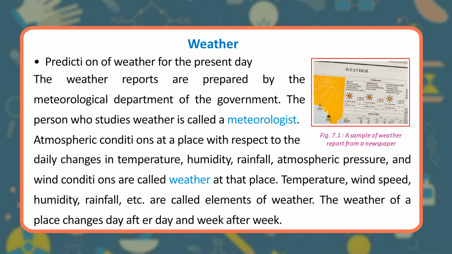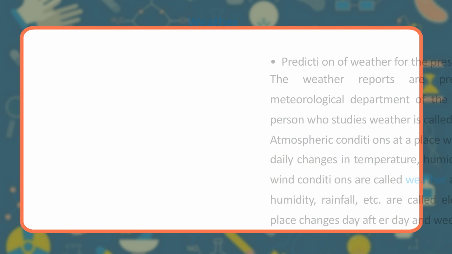Atmospheric conditions at a place with respect to the daily changes in temperature, humidity, rainfall, atmospheric pressure, and wind conditions are called weather at that place. Temperature, wind speed, humidity, rainfall, etc. are called elements of weather. The weather of a place changes day after day and week after week.